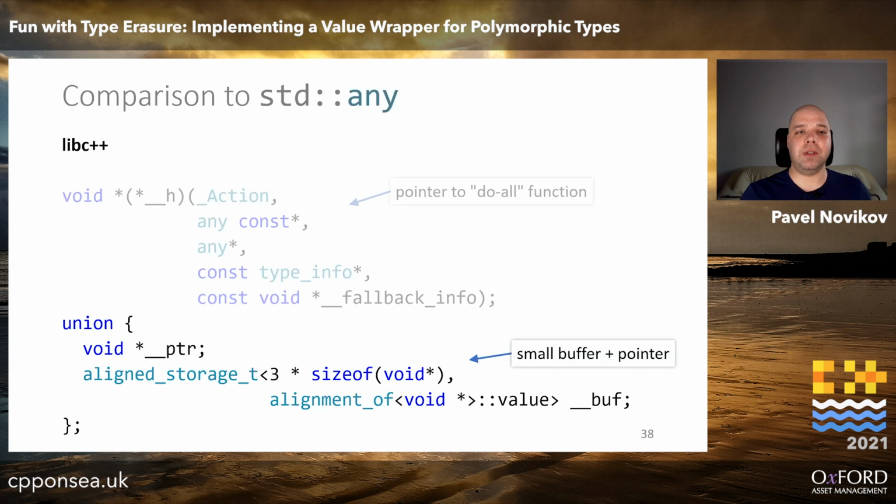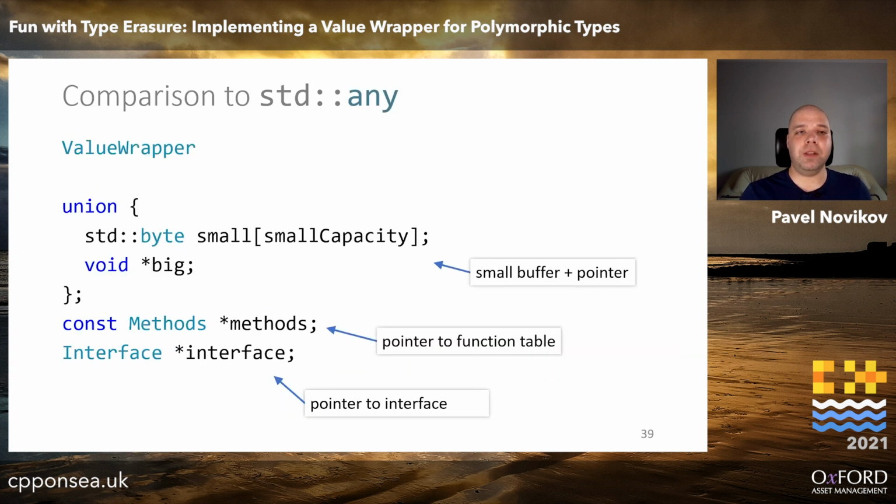Also, plus to that pointer to function, they have pointer to object, to big object, or small buffer in the union. And finally, our implementation is rather different, I'd say, from the purpose of std, but nevertheless, I think it's useful to compare the implementation to the standard one.